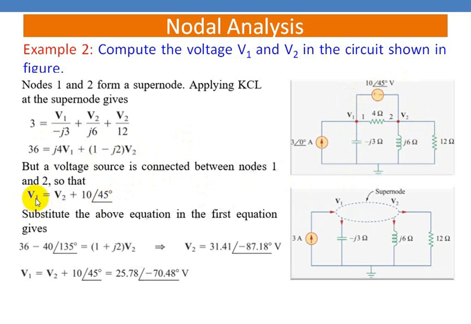Now you substitute this V1 in this equation. If you substitute this V1 in this equation, you can find V2. V2 will be 31.41 at an angle minus 87.18 degree. If you know V2, then you can substitute this V2 in this equation and find out V1. V1 will be 25.78 at an angle minus 70.48 degrees. So this is how you should solve this problem.